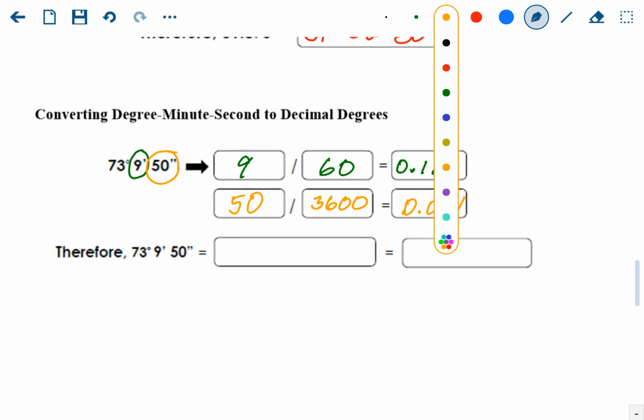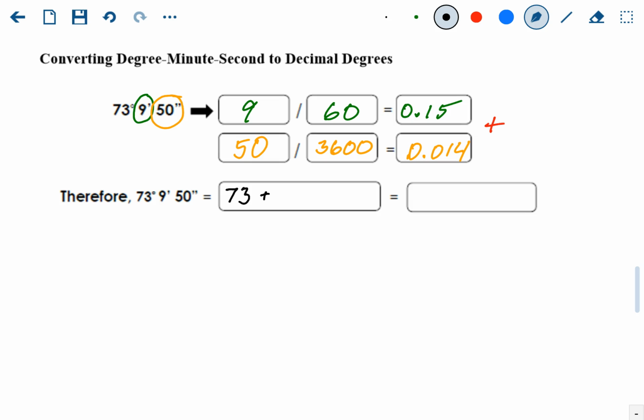And then basically we're just going to add those two together. So we're going to take the degrees that we already know, 73, plus the decimal form of minutes, 0.15, plus the decimal form of the seconds, 0.014. Add all those together, and you get 73.164 degrees.